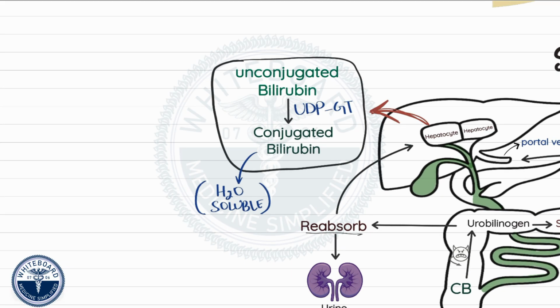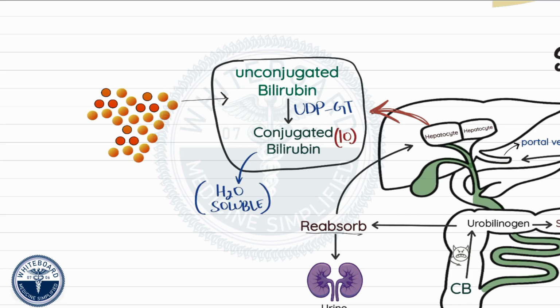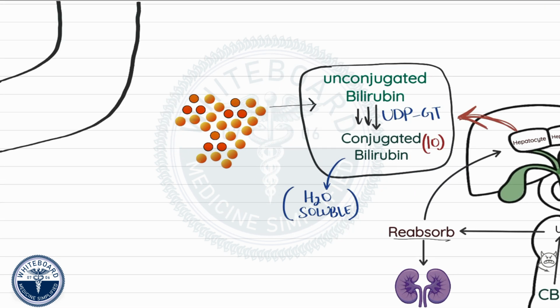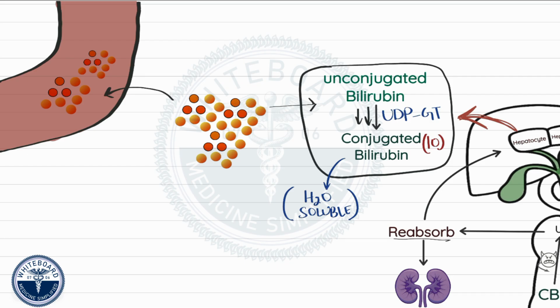Suppose the liver can conjugate a maximum of 10 molecules of unconjugated bilirubin at a time. Under normal conditions, there are about 5 molecules of unconjugated bilirubin in circulation. So the liver easily conjugates them. Now, if the body suddenly starts breaking down more RBCs, the level of unconjugated bilirubin rises sharply. The liver tries its best to conjugate as much bilirubin as possible, but it simply cannot keep up with the excess. As a result, the concentration of unconjugated bilirubin in the blood increases significantly.